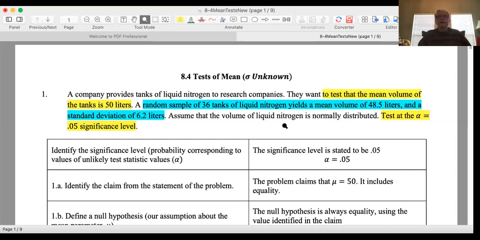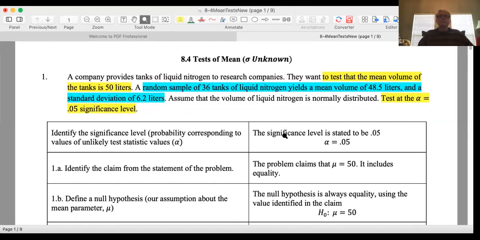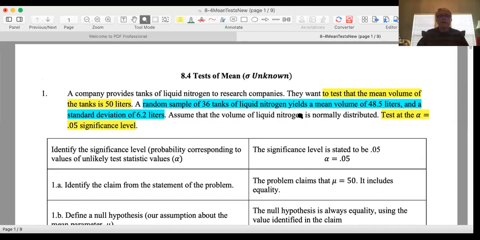So we're going to go through the other steps fairly quickly. So let's just proceed here. Let's read the problem here. A company provides tanks of liquid nitrogen to research companies. They want to test that the mean volume of the tanks is 50 liters. A random sample of 36 tanks of liquid nitrogen yields a mean volume of 48.5 liters and a standard deviation of 6.2 liters. Assume that the volume of liquid nitrogen is normally distributed.